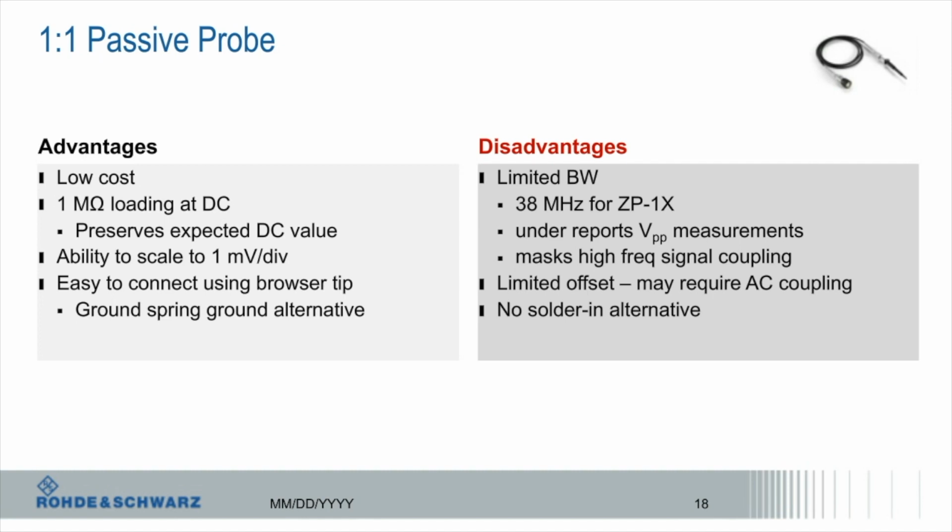A key disadvantage is that they have bandwidth limiting. In the case of the Rohde & Schwarz ZP1X, for example, it's bandwidth limited to 38 megahertz, meaning that any tones in my power rail that are above this frequency will be attenuated and measurement results may be underreported. In addition, there's no built-in offset in the probe, so my offset will be limited to whatever is available natively in the oscilloscope.